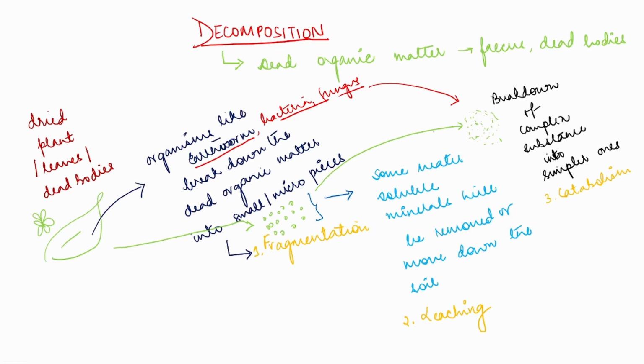Now after some time you will see these substances turn into a very dark compound, converted into a dark amorphous solid called humus. All right, and this process of formation of humus, what do we call it? We call it humification. This is the process of formation of humus.